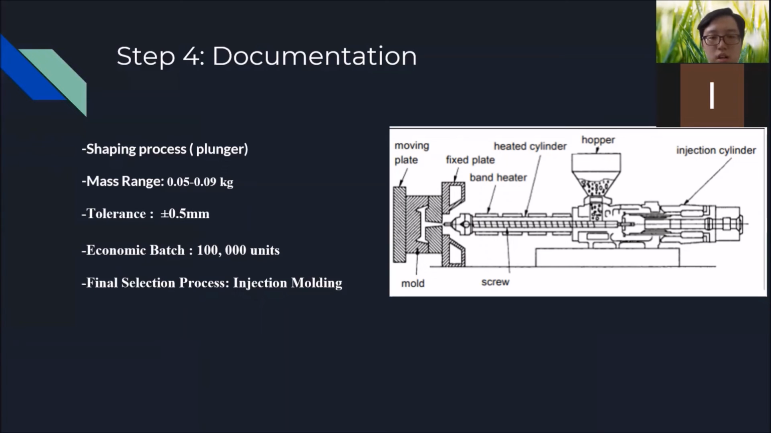In a nutshell, the cost of injection molding, around 64 to 80 ringgit, is more preferred because of the higher volume of production, which is 100,000 units, compared to compression molding at 69.90 to 100 ringgit. Hence, the final process for manufacturing the plunger is injection molding.